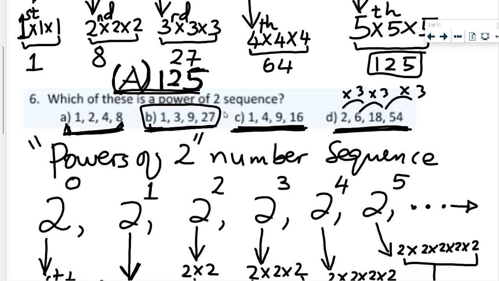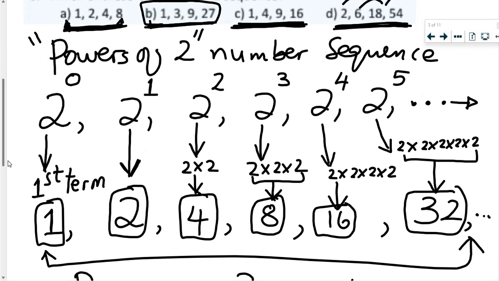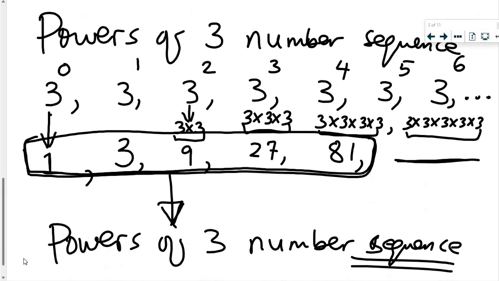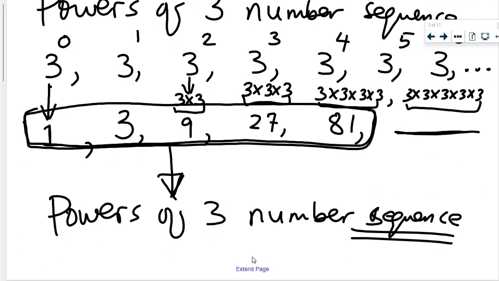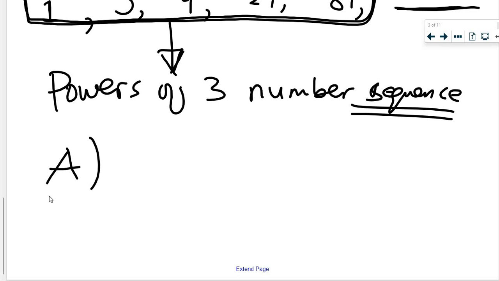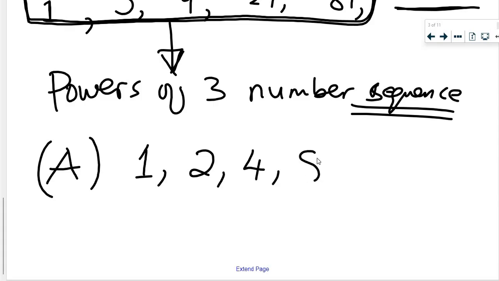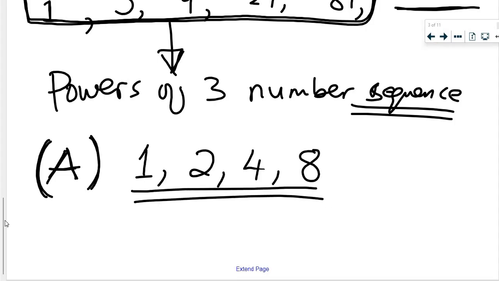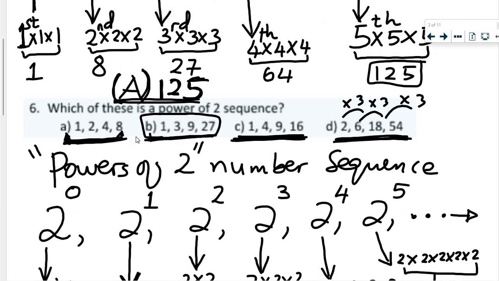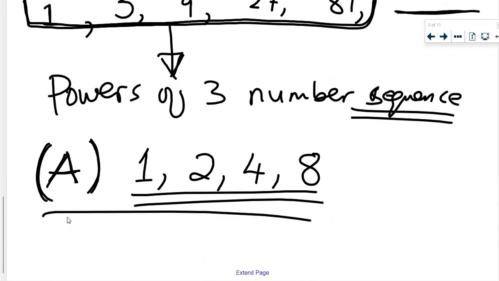So which of these is a power of 2 sequence? The correct answer is option A, with numbers 1, 2, 4, 8. Those are powers of 2. So the correct option is option A. You write the option as a capital letter, and then you put the numbers in front of that, 1, 2, 4, 8, and this is the correct option.